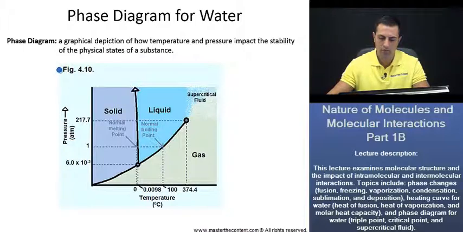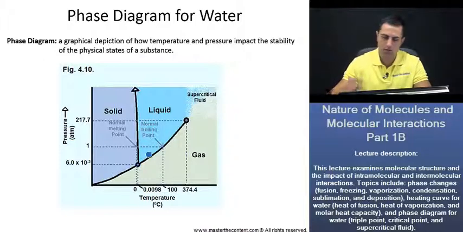Looking here at figure 4.10, we can see where water is stable in various phases at various pressure and temperature combinations. Meaning here we're going to have solid ice, here liquid water, and here we would have gaseous water vapor. Now these lines are also significant as well.